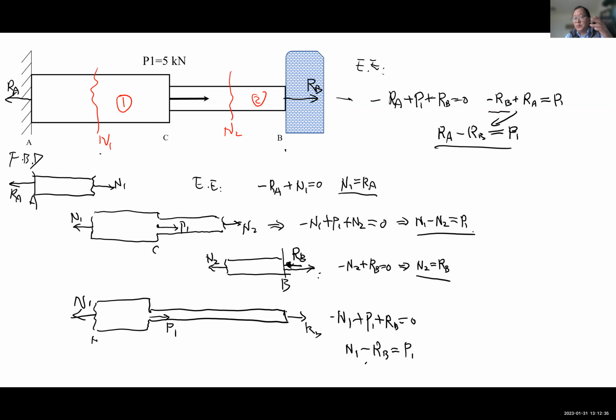So for the independent ones, fundamentally you have 2 unknowns. Either you call them RA, RB, or it's just N1, N2. But how many independent equations do you have? In this case, we know from the basic theory of statics.